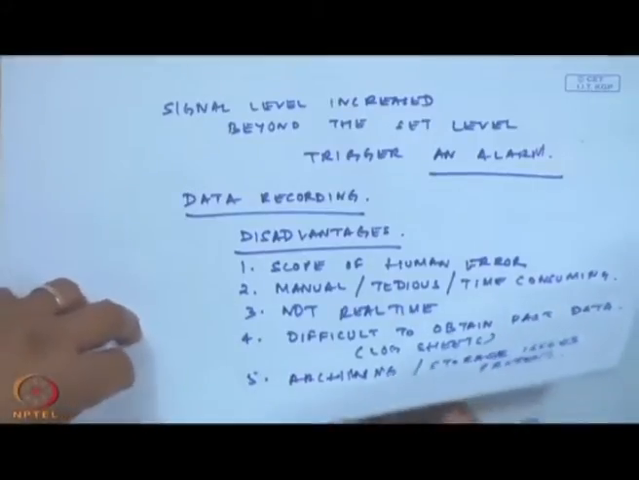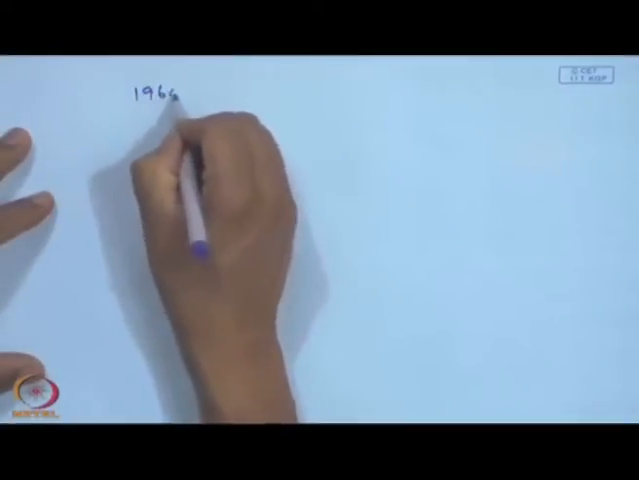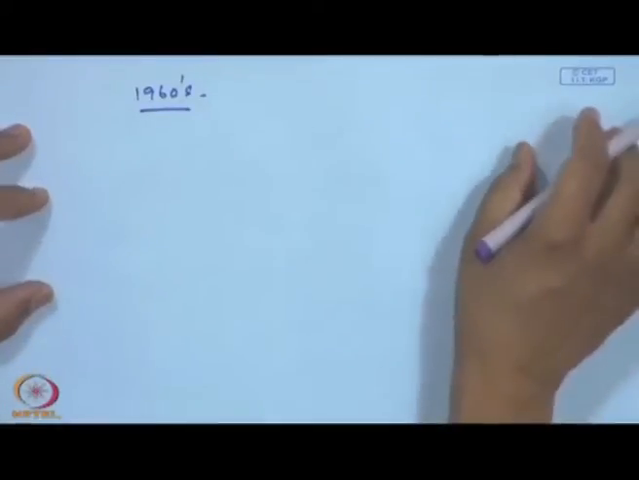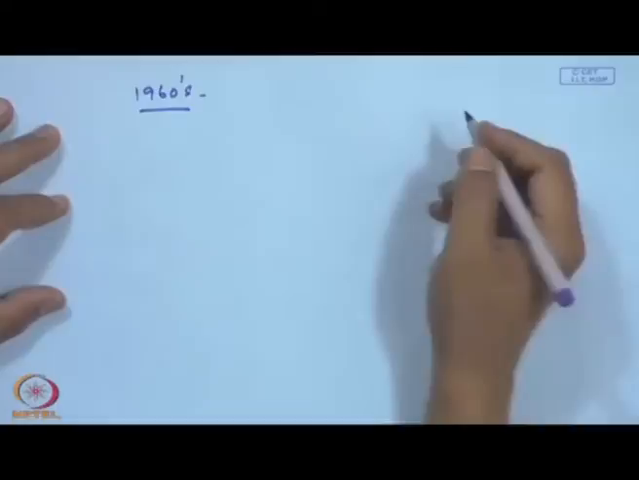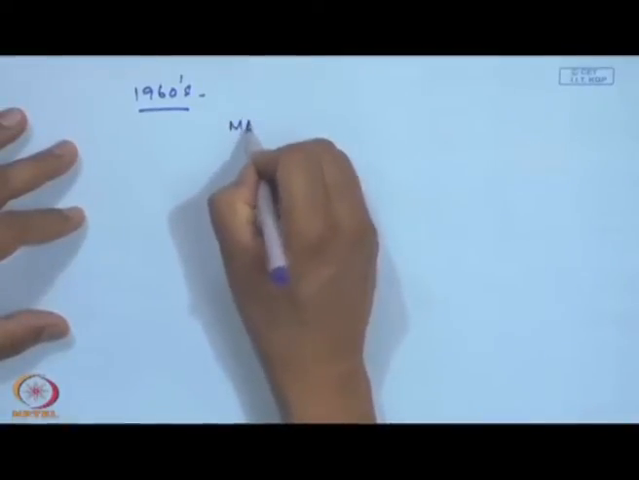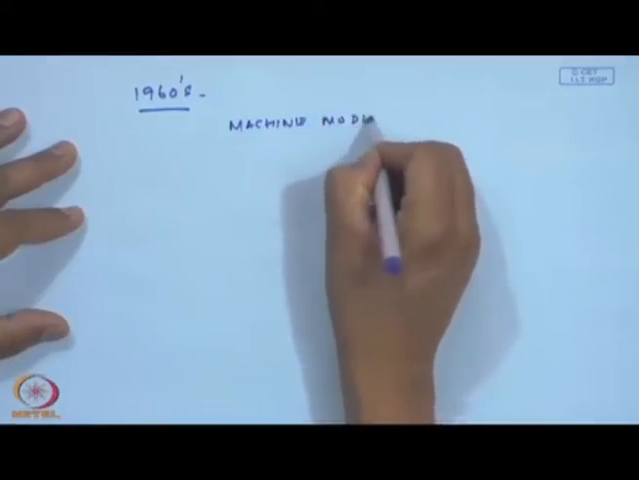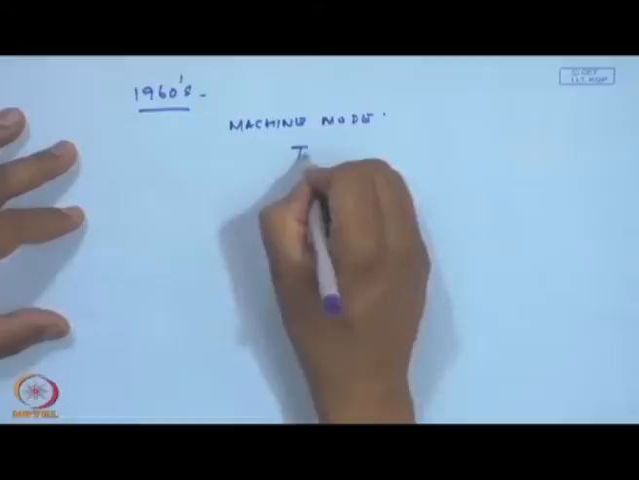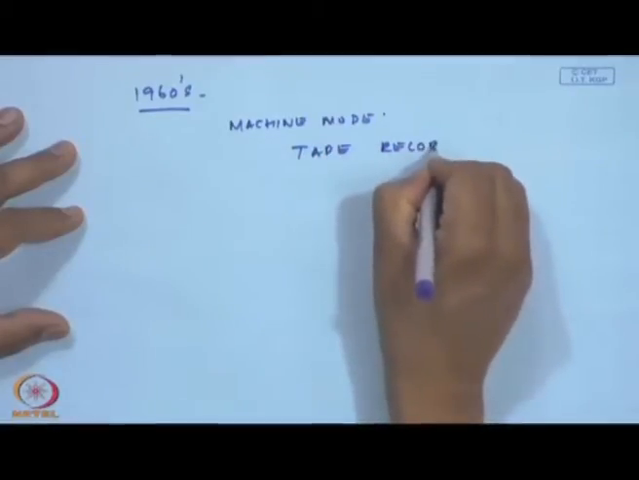Now, because of these disadvantages, since the 60s, people have started to use other means of recording, and that was the machine mode, and first would be a tape recorder.